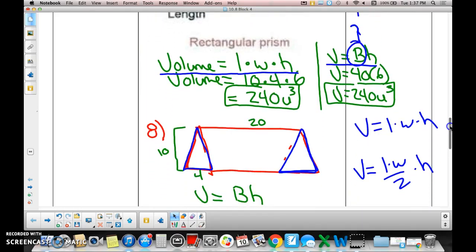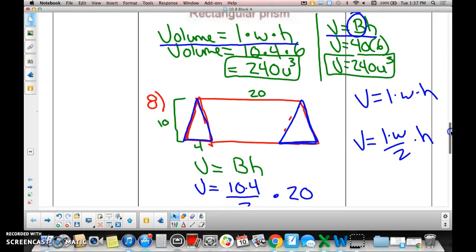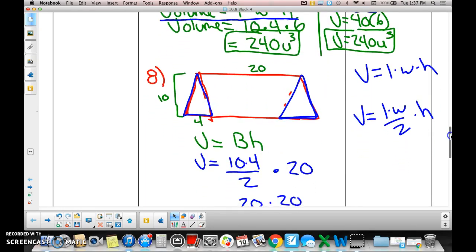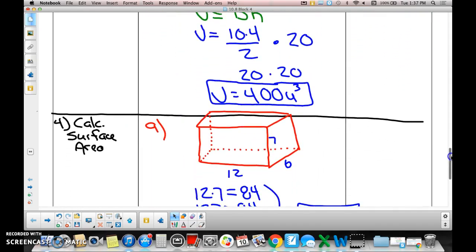Here's an example of us calculating volume of this. What kind of prism is that? Triangular prism. How many faces does a triangular prism have? 3. And here we are calculating surface area of a rectangular prism.